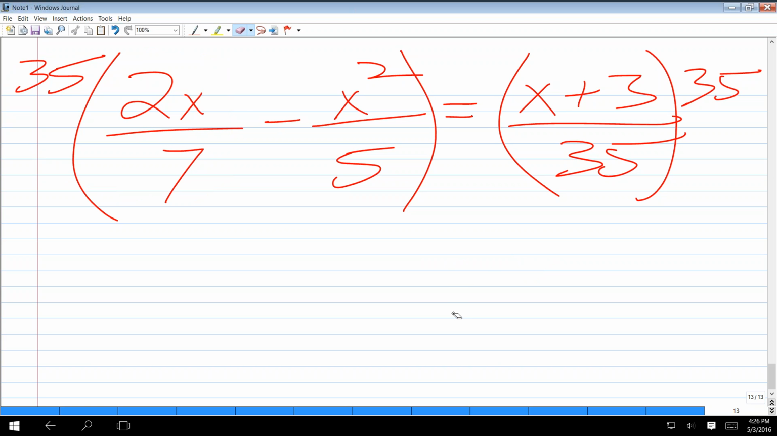Frequently, that's the best first step. It clears up the problem immediately, as long as you know how to do that. In other words, as long as you can multiply 35 times 2x over 7 and 35 times x squared over 5, you've got to be able to do that. But you can see that's not that hard.